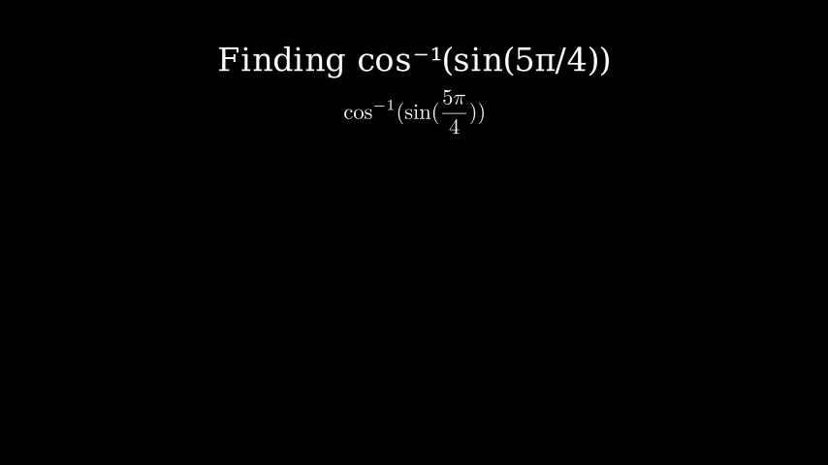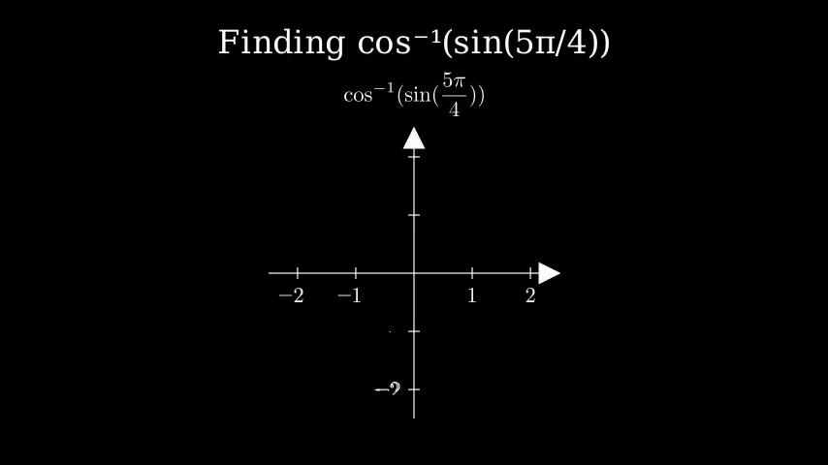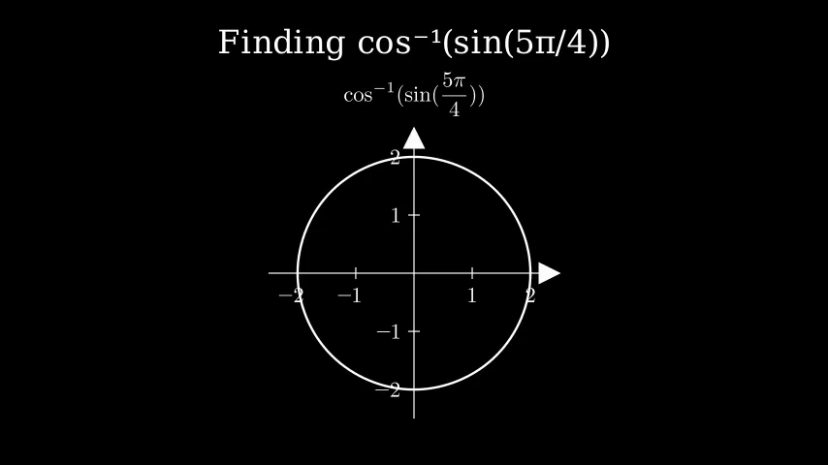Let's start by visualizing 5 pi over 4 on the unit circle. Remember, 5 pi over 4 is in the third quadrant. This angle is equal to 315 degrees, or 5 pi over 4 radians.